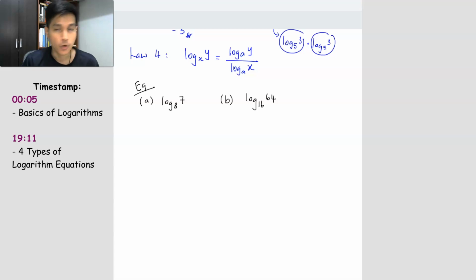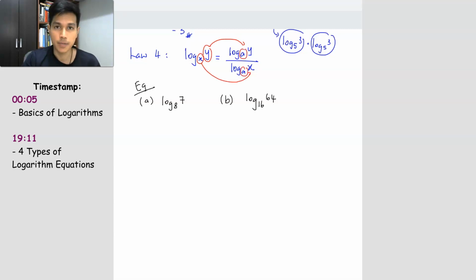Okay, there will be questions where you need to change the base. So for example, you've got log y base x. Let's say the question requires you to change to a completely different base, let's say base a. So what you can do is write it in terms of a fraction. The top value, the y, goes up, and the x value goes down, and then both will become the new base that you want.